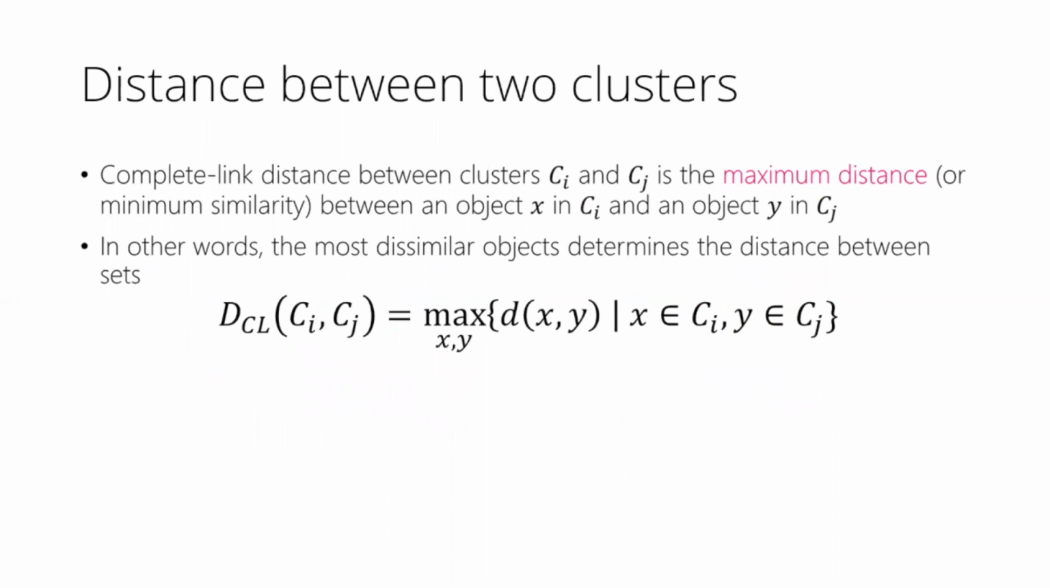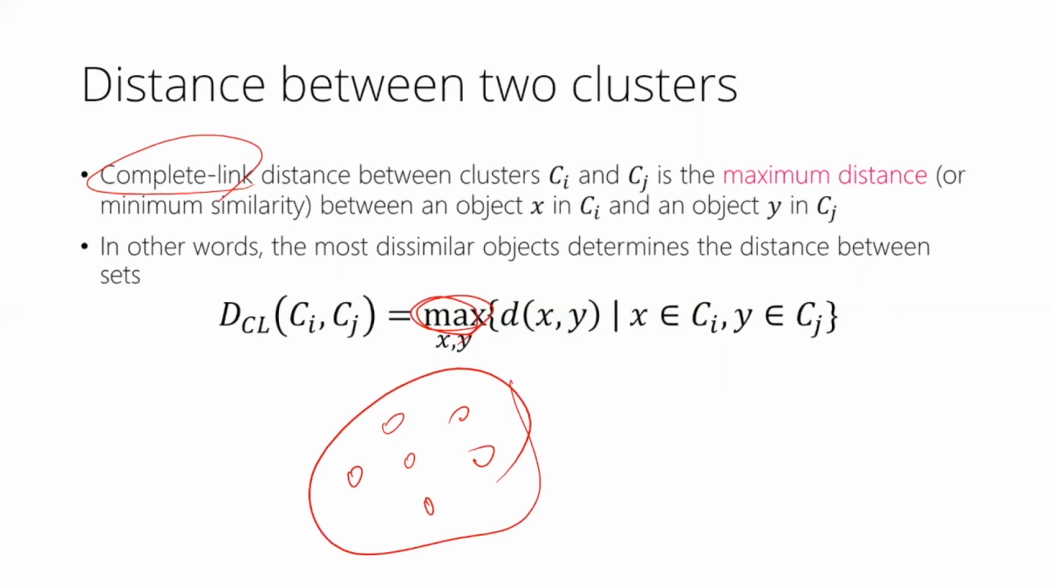Now, the fact that we have the single link, which is the minimum, makes it easy for us to think about the opposite situation. So instead of the minimum in the equation, what if we take the maximum? That is what is called a complete link distance. So it's a totally opposite situation. Here's a cluster formed by these 6 points, and here's a cluster that is formed by 4 points over here.